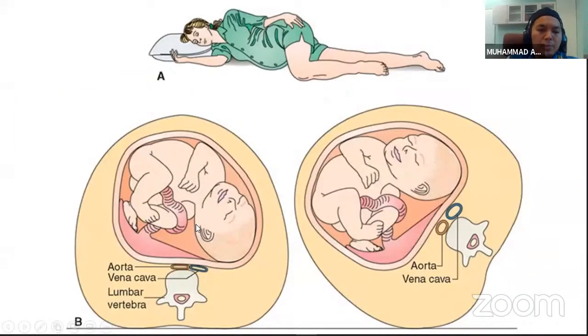Okay. Why? Because if they are lying flat, you see our main large blood vessel, descending aorta, and also our vein, inferior vena cava. This is picture from top. So this is from the right side of the mother. This is from the left side of the mother. So when you turn the mother to the left side, it will open up the blood vessel. If not, the fetus, the uterus will block the blood vessel. That's why you need to turn the mother to the left side, to open up this blood vessel so the blood can flow.